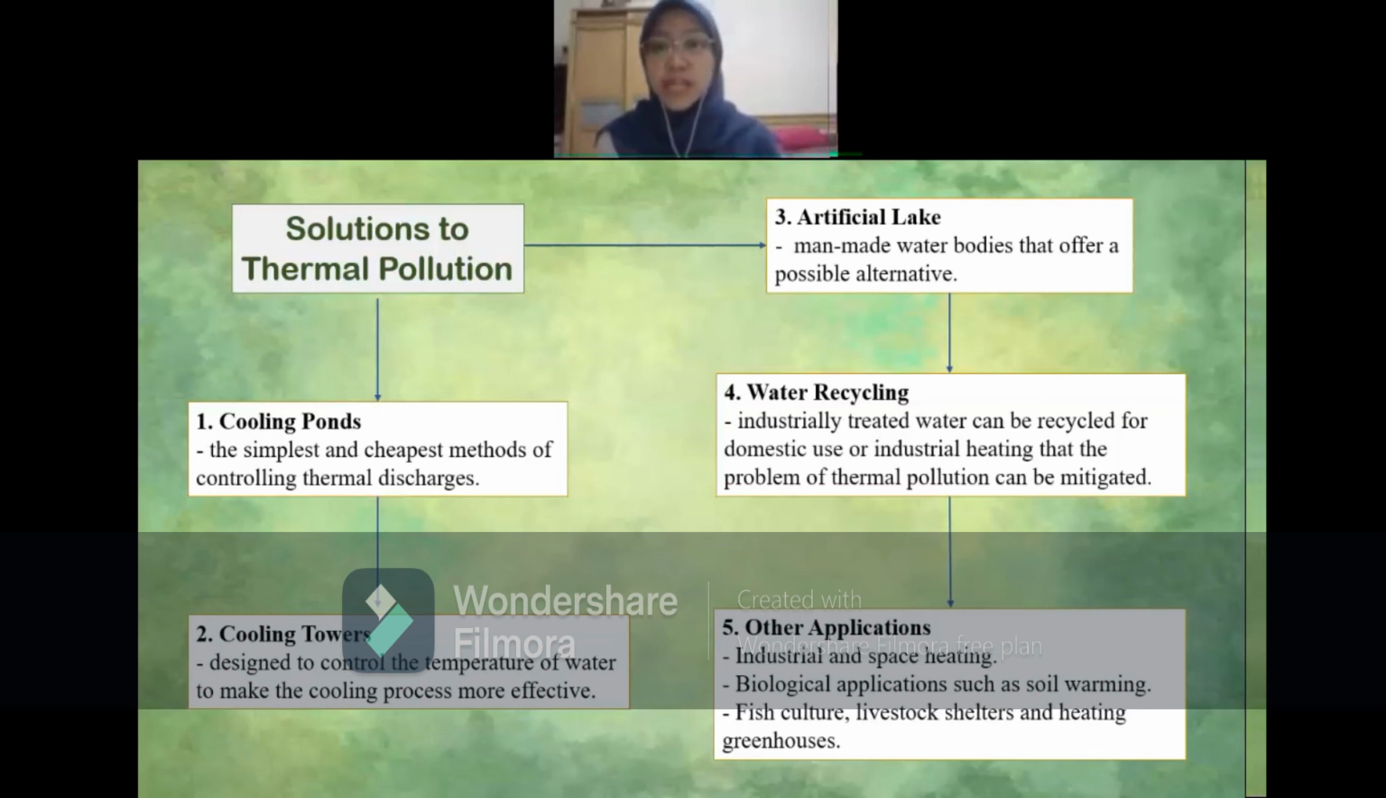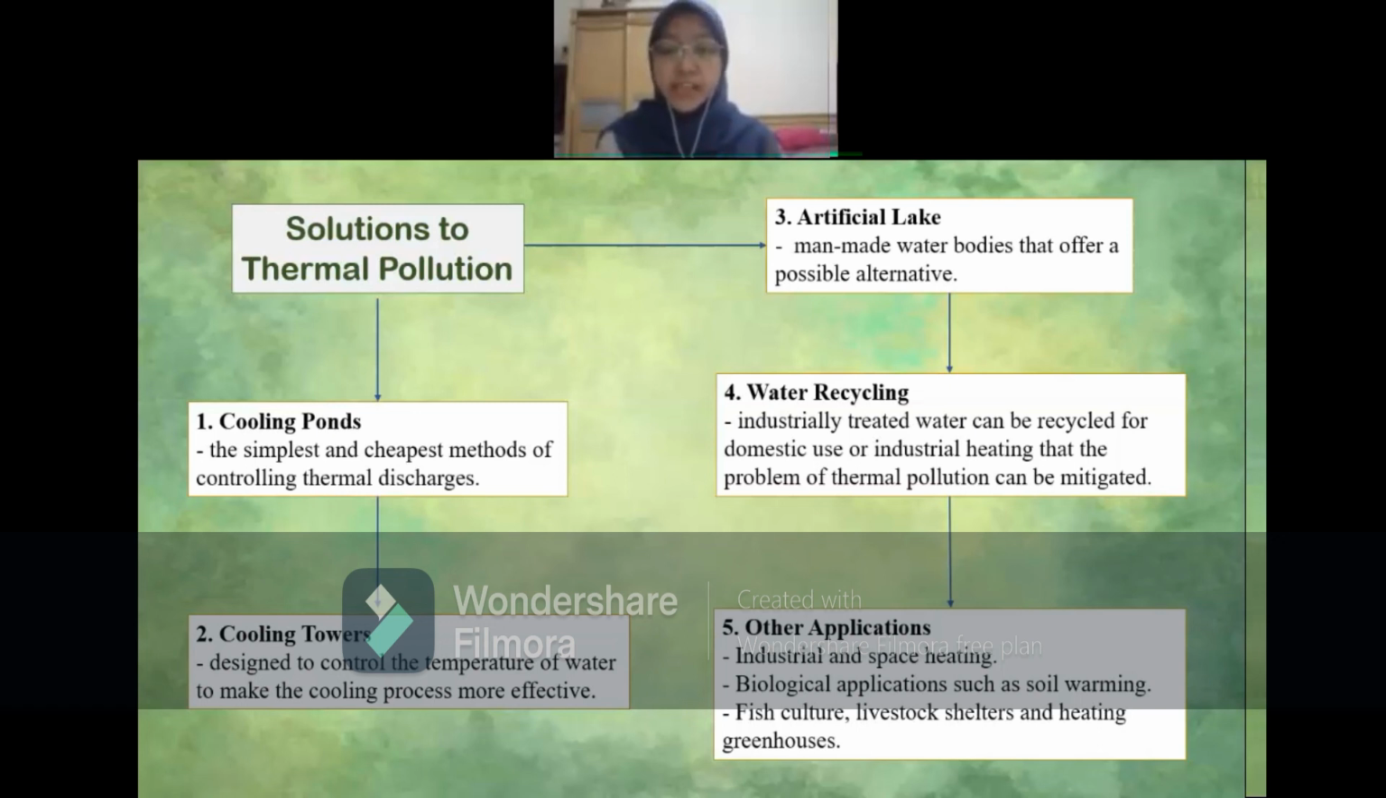The third one is artificial lake. Artificial lakes are man-made water bodies that offer a possible alternative for the thermal pollution. Number 4 is water recycling. Industrially treated water can be recycled for domestic use or industrial heating, so that the problem of thermal pollution can be mitigated.